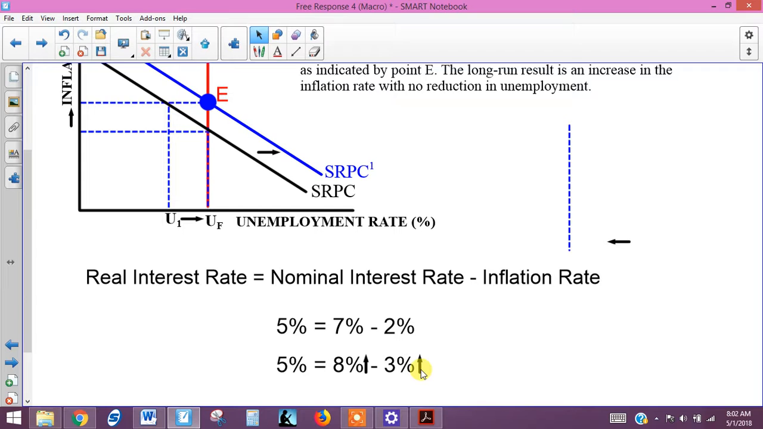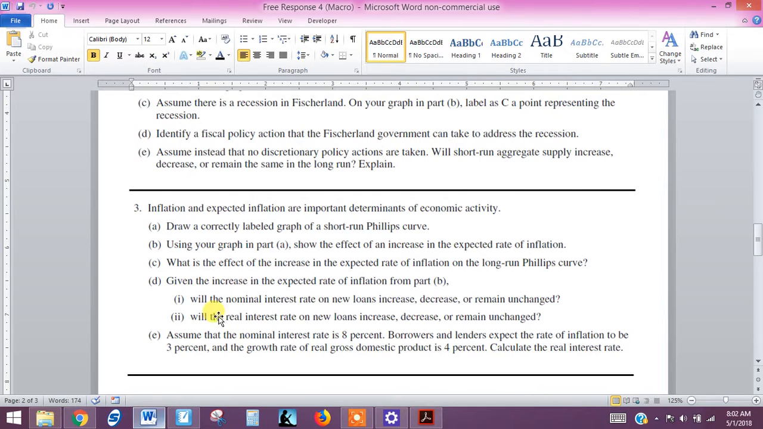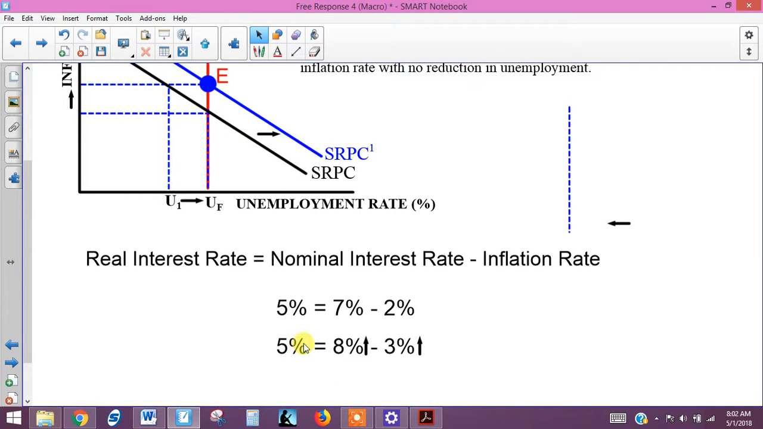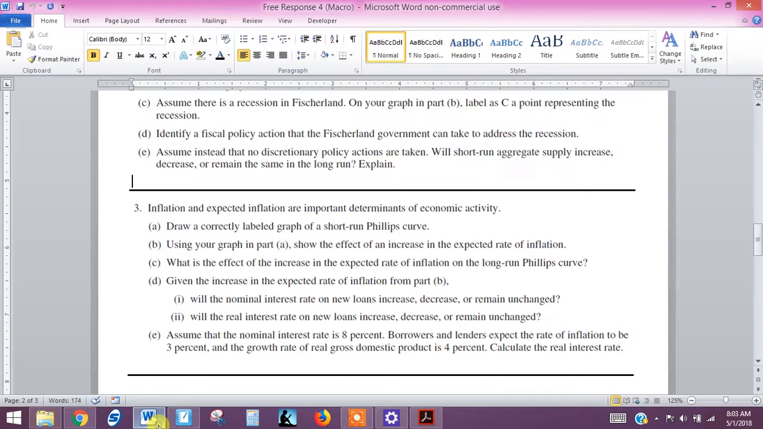So if the rate of inflation goes up, and in this case they're calling it the expected rate, right? If we're expecting it, if they know it's going to happen, if they're pretty sure it's going to happen, then nominal rates will be adjusted so that the real interest rate does not change. So the answer to part D is the real interest rate remains unchanged because of the adjustment in the nominal. Okay, and that helps us to easily answer part E.